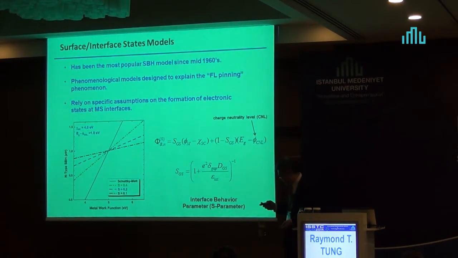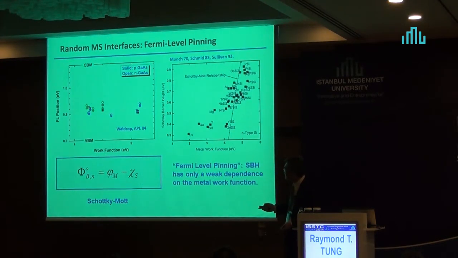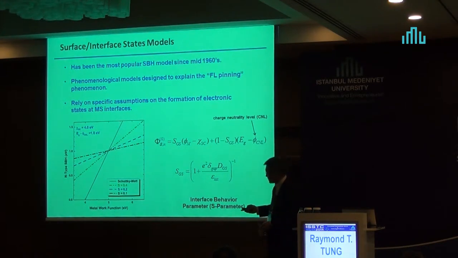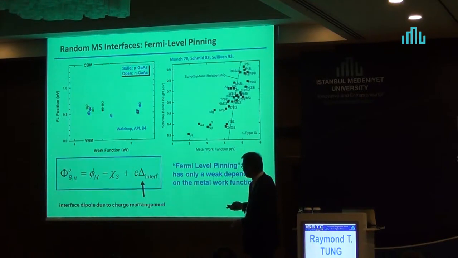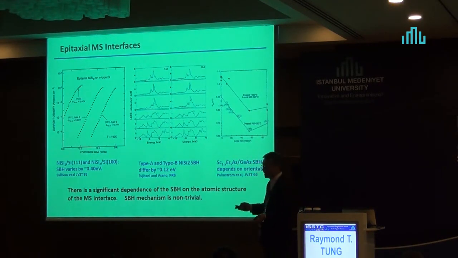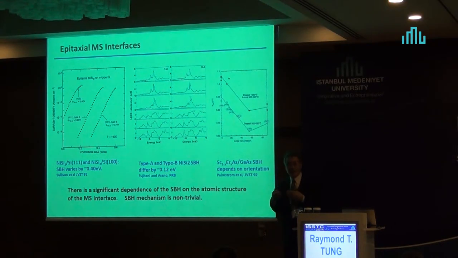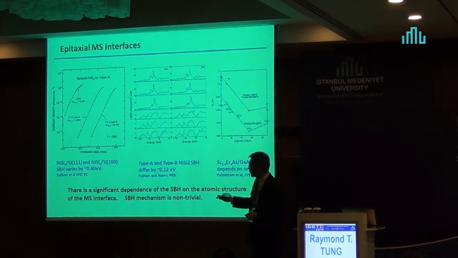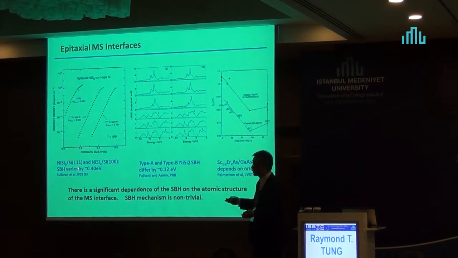And it was discovered that for different epitaxial orientations between the same metal and the same semiconductor, the Schottky barriers were actually very different. For epitaxial nickel silicide on silicon 111, for instance, there is a difference between type A and type B orientation of 0.14 eV. And for a third epitaxial interface, silicon 100, the difference between that Schottky barrier and the type B nickel silicide 111 is as large as 0.4 eV.